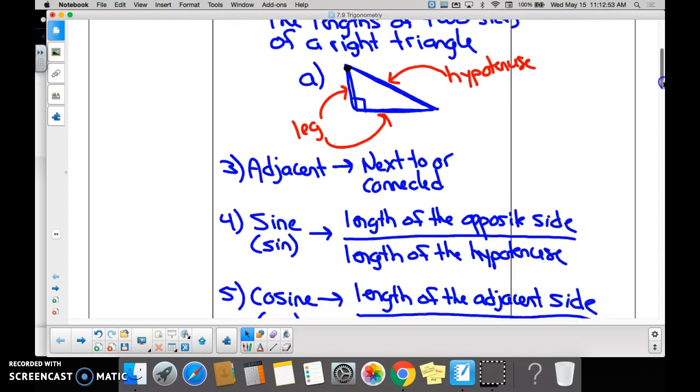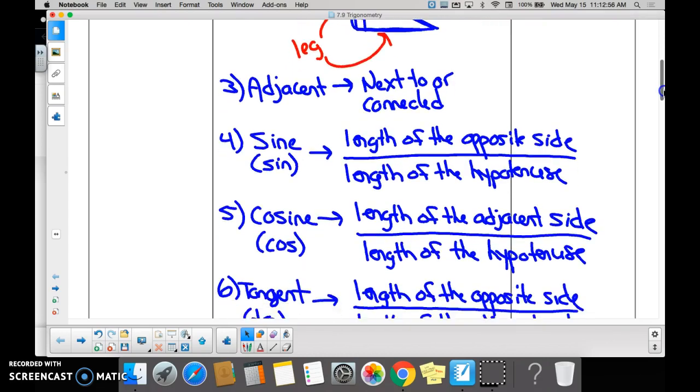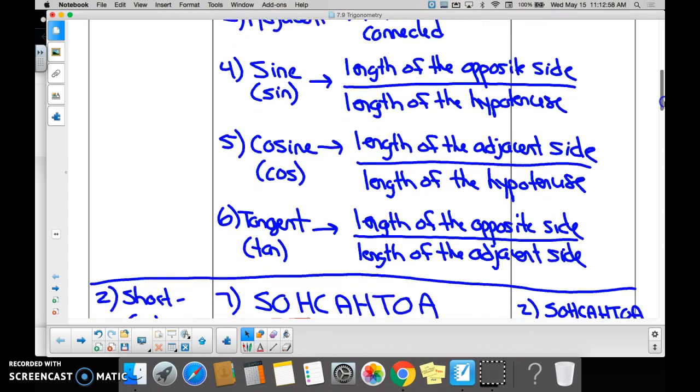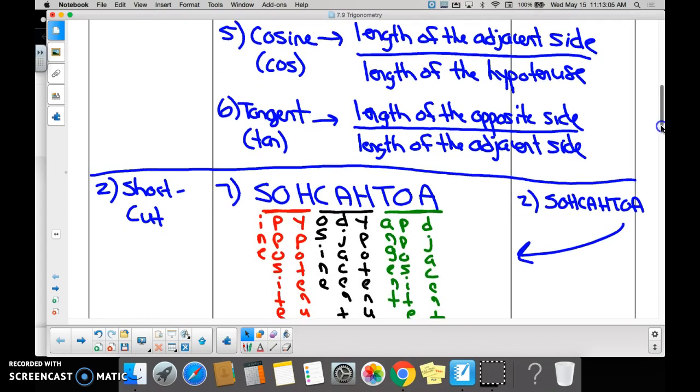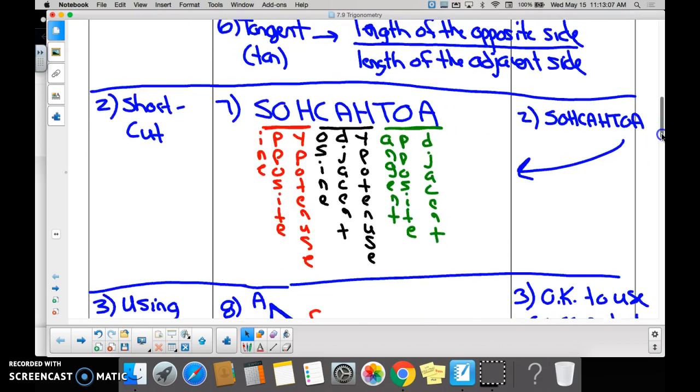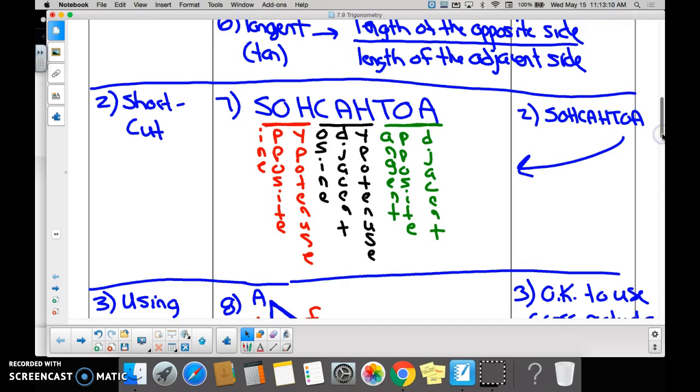I hope so. I'm going to skip over adjacent. That's just a review, and the legs and the hypotenuse. Super important that you understand the difference between sine, cosine, and tangent. So instead of reading those word for word, let's go down to our shortcut. On the count of three, how do you say the shortcut? SOHCAHTOA. Okay, so S stands for what? Sine. Opposite. Hypotenuse. So sine means opposite over hypotenuse, right? Okay, C. Cosine means adjacent over hypotenuse.